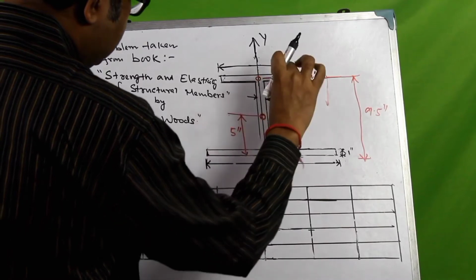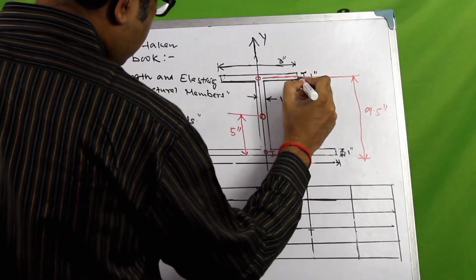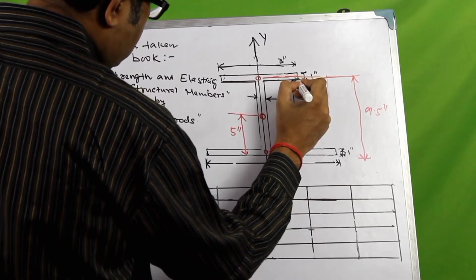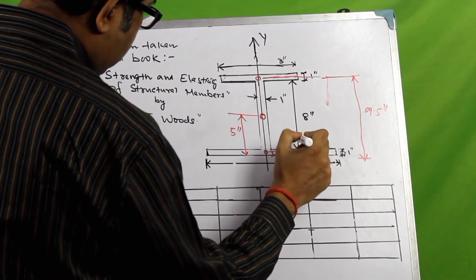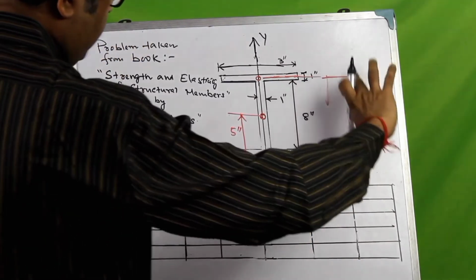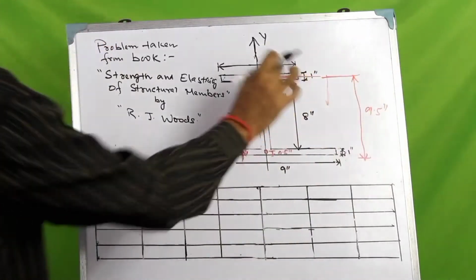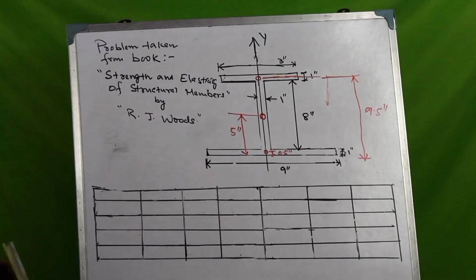So this one is 1 inch deep. From the centroid to the bottom of the top flange, it will be 0.5 inches, plus 8, which would be 8.5, plus 1 inch. So it will be 9.5. So 9.5 inches from the centroid of the top flange to the bottom of the bottom flange. Why are we identifying this? Well, we'll see in a moment.